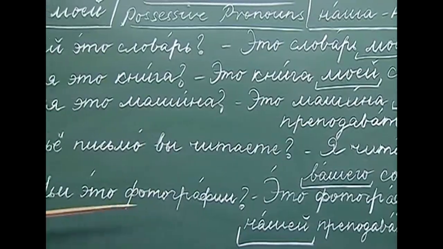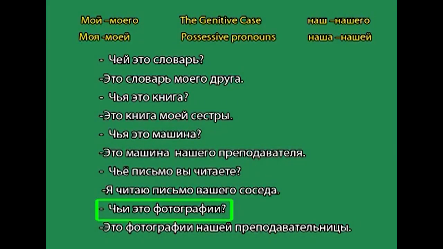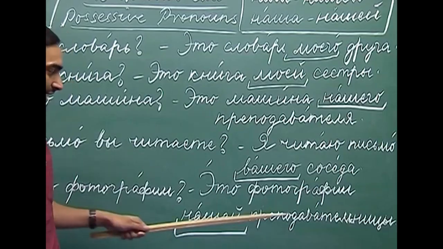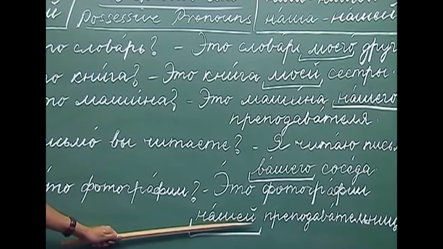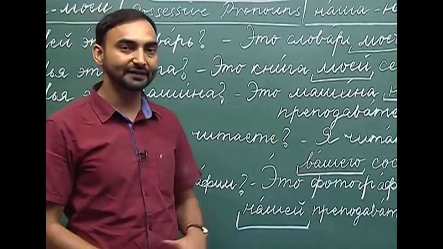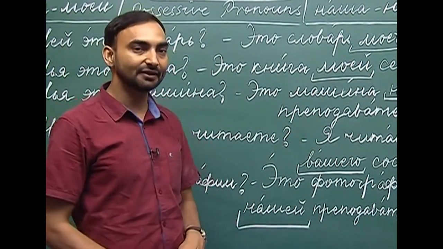The next question, Чьи это фотографии? Whose are these photographs? Это фотографии нашей преподавательницы. These are our teacher's photographs. So as you can see here, Nasha has become Nashei. So these are the forms of possessive pronouns in the genitive case.